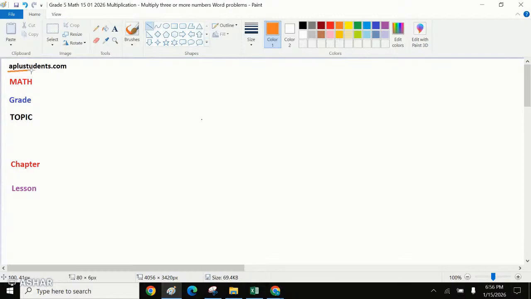Class, the first thing you need to do is go to aplusstudents.com. You need to go to the website. And once you're on the website, you need to go to mathematics, because this is a maths lesson. For grade 5, you're having a lesson for grade 5. The name of the topic is multiplication.